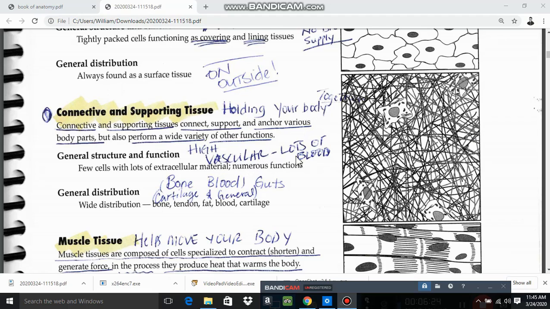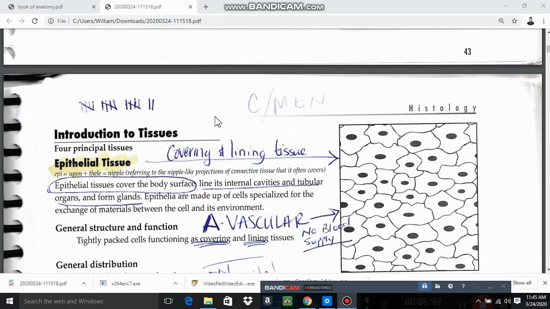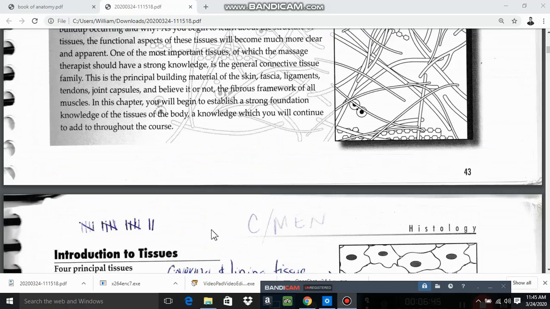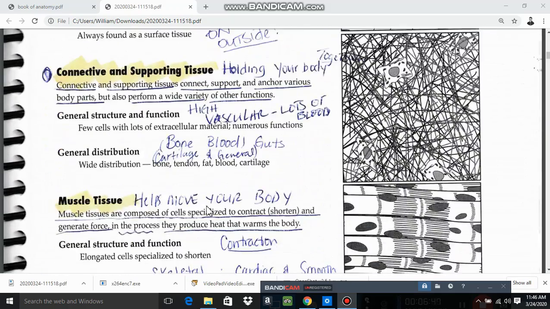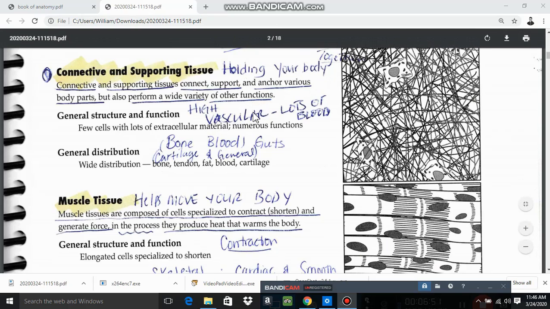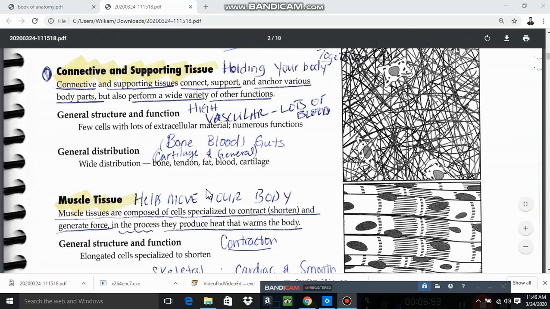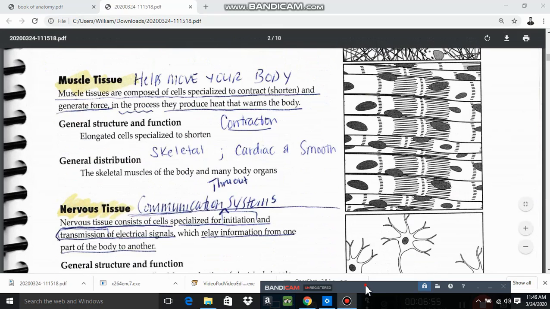Highly vascular, lots of blood in your connective tissue. So general distribution, it's going to have a wide distribution: bone, tendon, fat, blood, and cartilage. This C, connective tissue, is the C in SEMEN. So coming down to the next, remember, hold your body together, lots of blood, highly vascular. And moving on.